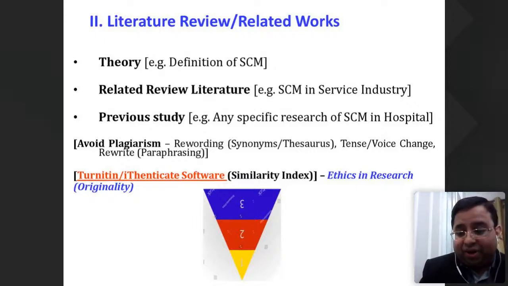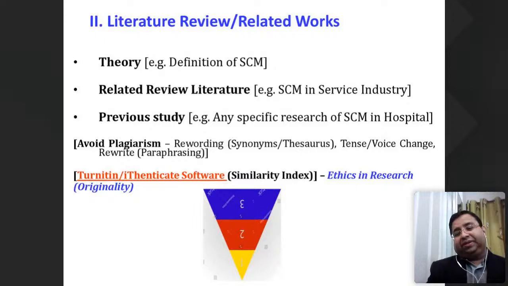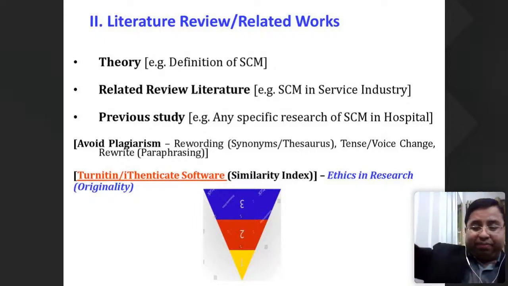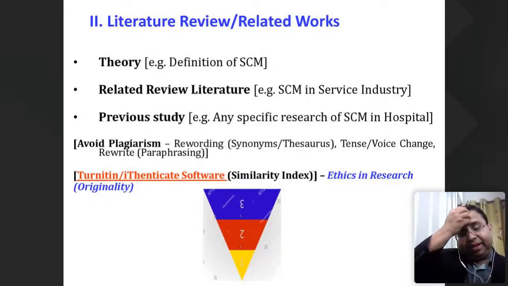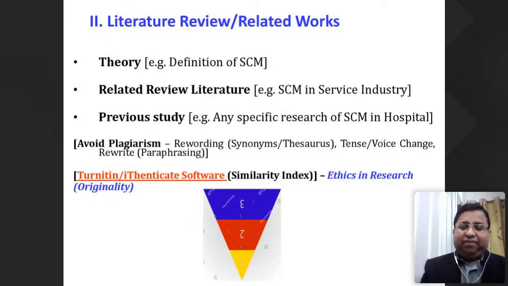First of all, you have to use rewording, with synonyms and a thesaurus. So at first you have to copy and paste, then you have to reword by using synonyms and a thesaurus. I prefer the thesaurus rather than synonyms. Sometimes you can change the word, but you also change the meaning, so it is not acceptable.